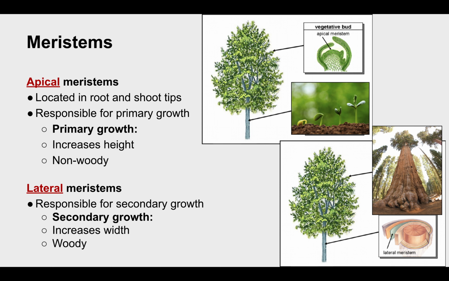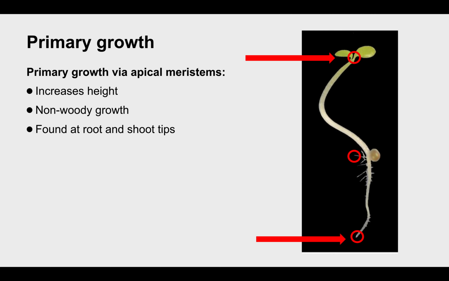And these are meristems that are going to be responsible for secondary growth, or growth of wood, or woody structures. So increases in the width of a stem, or the trunk of a tree. So that primary growth, like I said, is going to be growth up and down. It's going to increase in height.